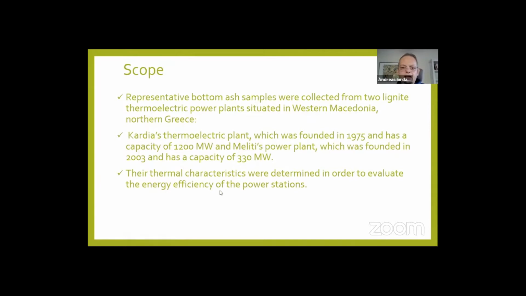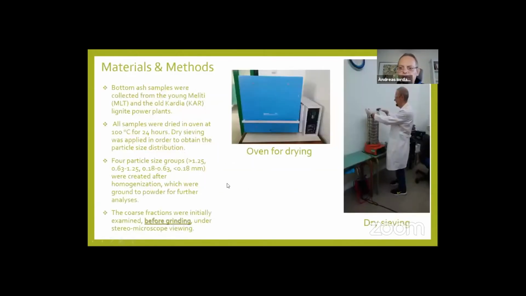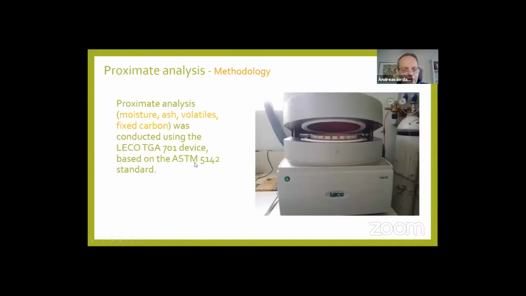The same slides again as those in my first presentation. So you can see the materials and methods, analytical methodology. Again, we took the samples, we dried them, we did the dry sieving, and then we collected 4 fractions. That's the difference compared to my first presentation. So you can see that we used 4 particle size groups. Here you can see the numbers. So we have 4 particle size groups.